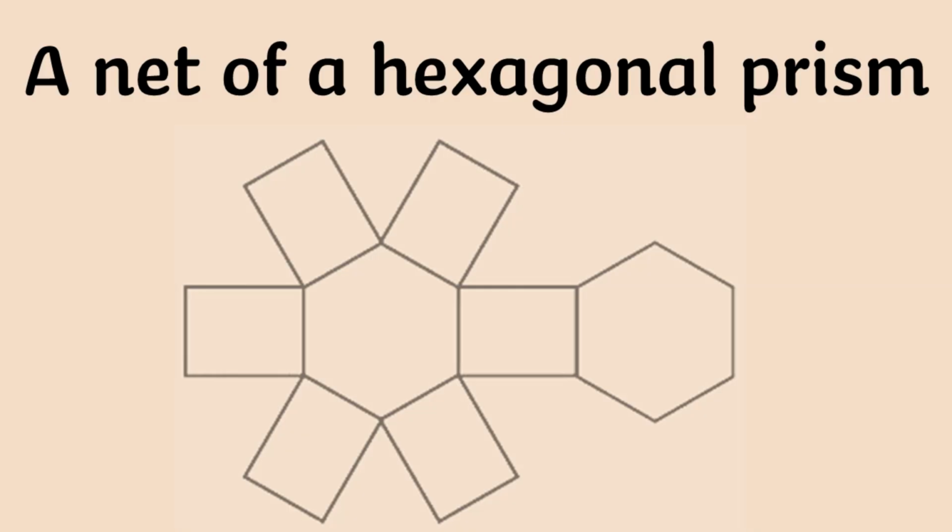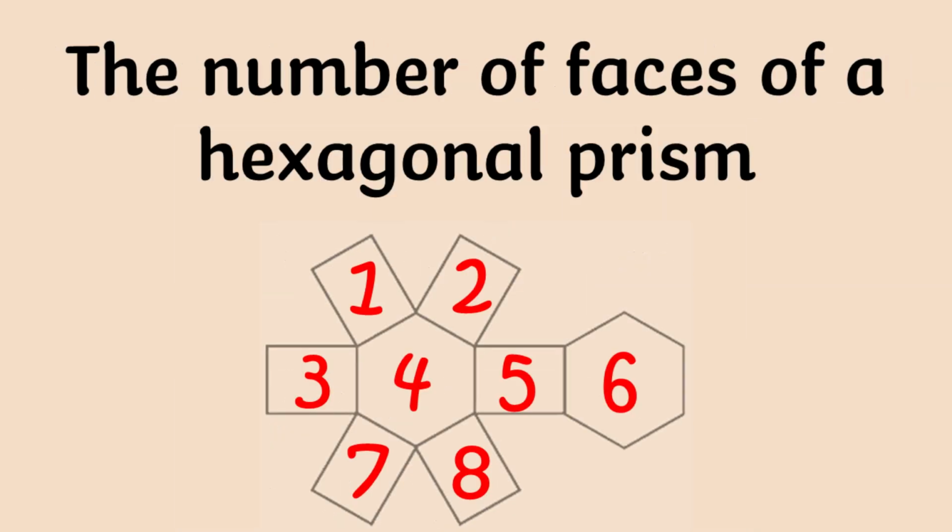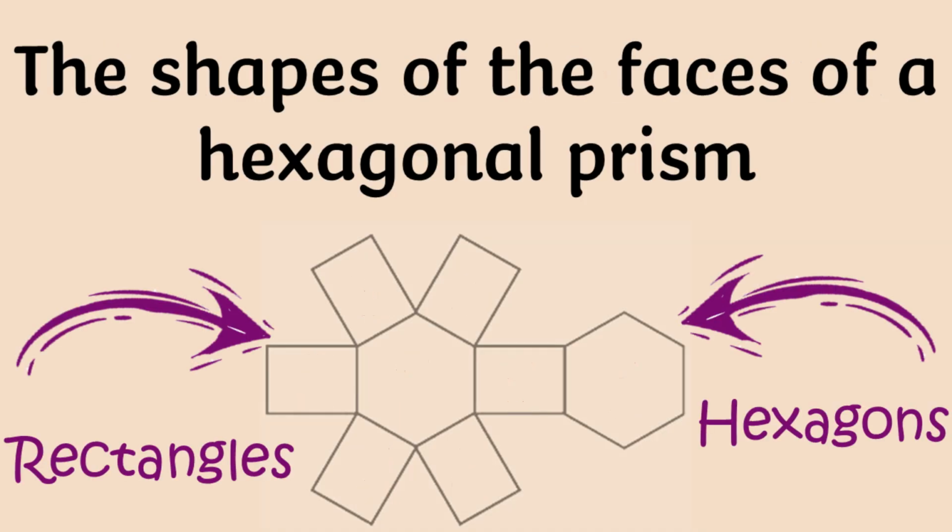Do you know how many faces the hexagonal prism has? A hexagon has 6 sides, so it needs to have 6 connecting sides and the 2 bases. 6 plus 2 equals 8. Did you get that right? What are the shapes of the faces? You are brilliant. The shapes are hexagons and rectangles.